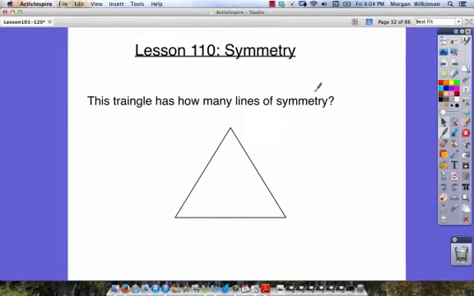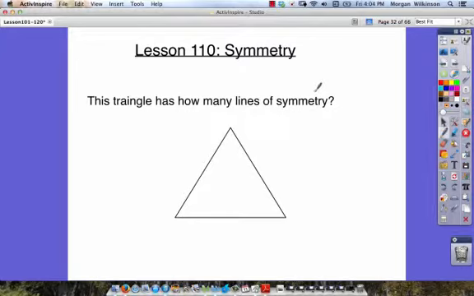Lesson number 110 is all about symmetry. And our first question says, this triangle has how many lines of symmetry? Well, a line of symmetry just means if we were to draw a line, that the side on the right would be exactly the same as the side on the left. Or the side on the top would be exactly the same as the side on the bottom.